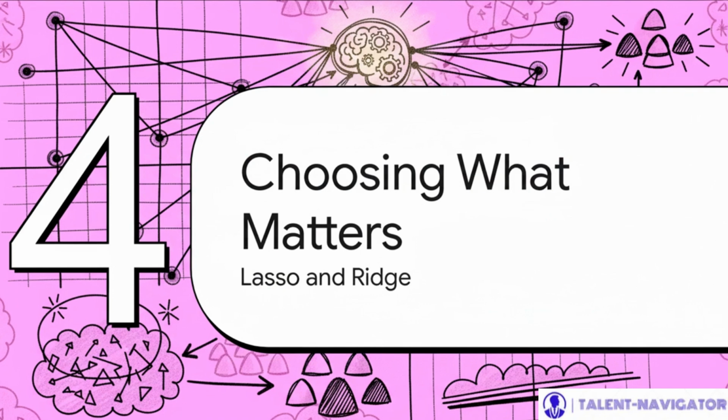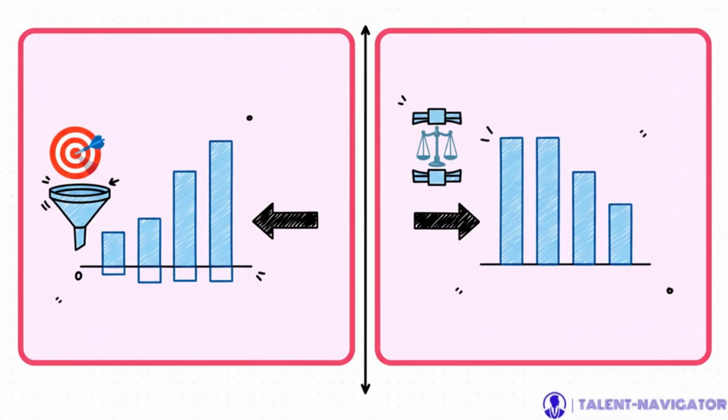Okay, so we've talked about making these really cool, insightful pictures out of our data. But what if our goal is different? What if we actually want to build a model that can make predictions, and we want to know which factors are the most important for that prediction? Well, for that, we turn to techniques called lasso and ridge.